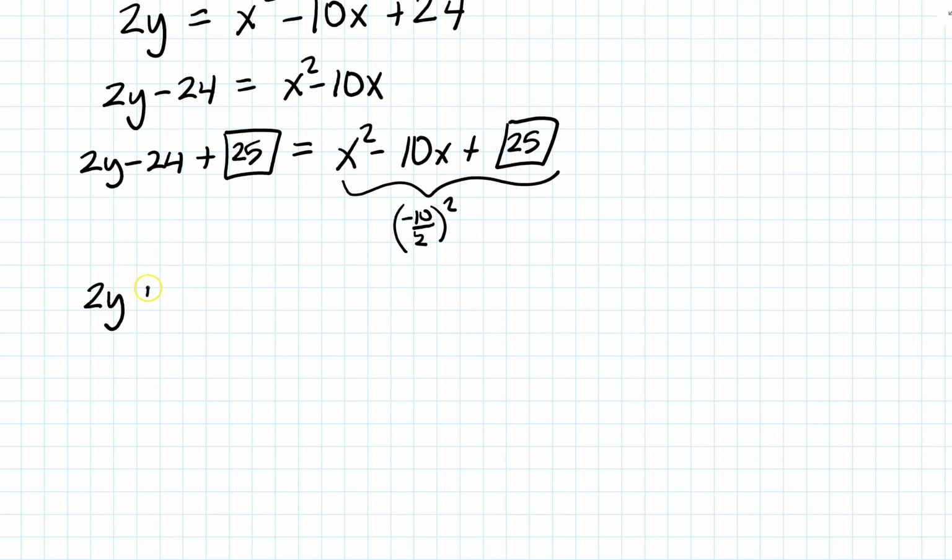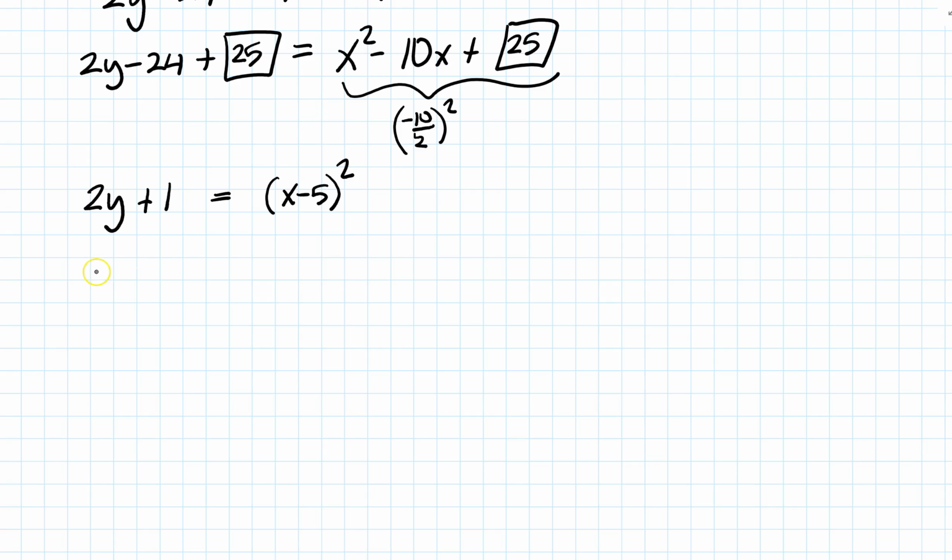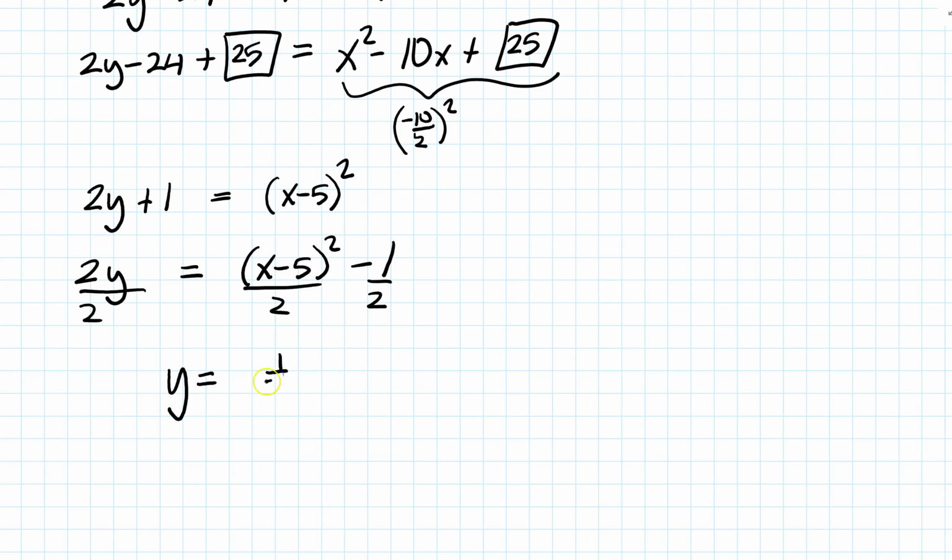So I have 2y plus 1 now, which is going to give me, on the other side, the quantity of x minus 5 all squared. Remember, this is going to be a perfect square trinomial on the right-hand side. Okay, so from here I'm going to subtract 1, and I'm going to see that 2y is now equal to x minus 5 quantity squared, then minus 1. And then I'm going to divide everything by 2 to get my y by itself. So I'd see that y is equal to 1/2 of x minus 5 squared, minus 1/2.